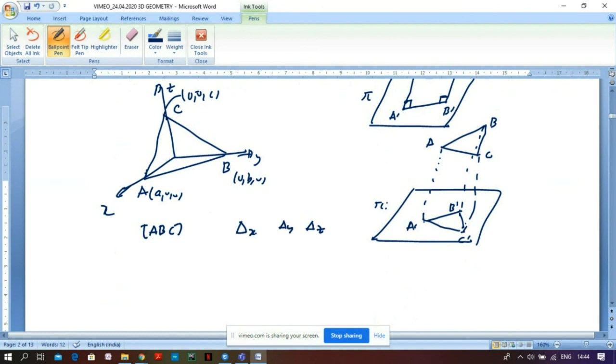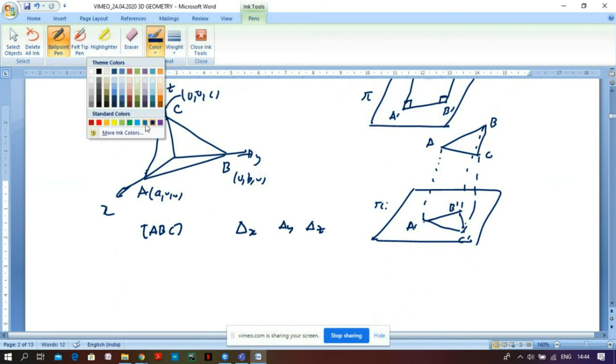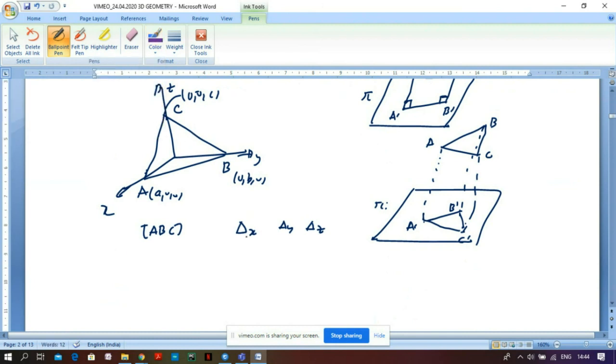So delta x, that is the projection of triangle ABC on the YZ plane, is nothing but just this one. Let me change the color and show you that this delta x is nothing but this one. So that triangle is just a right angle triangle. So the projection of the whole triangle ABC on the YZ plane, that is the notation delta x, is nothing but the area of triangle BOC, let me write it OBC, which is right angle. So this area is nothing but half of BC.